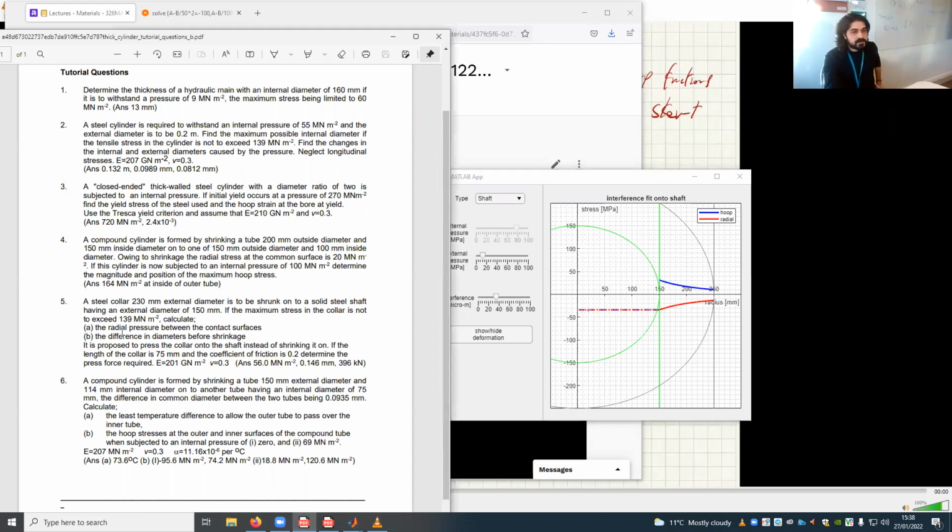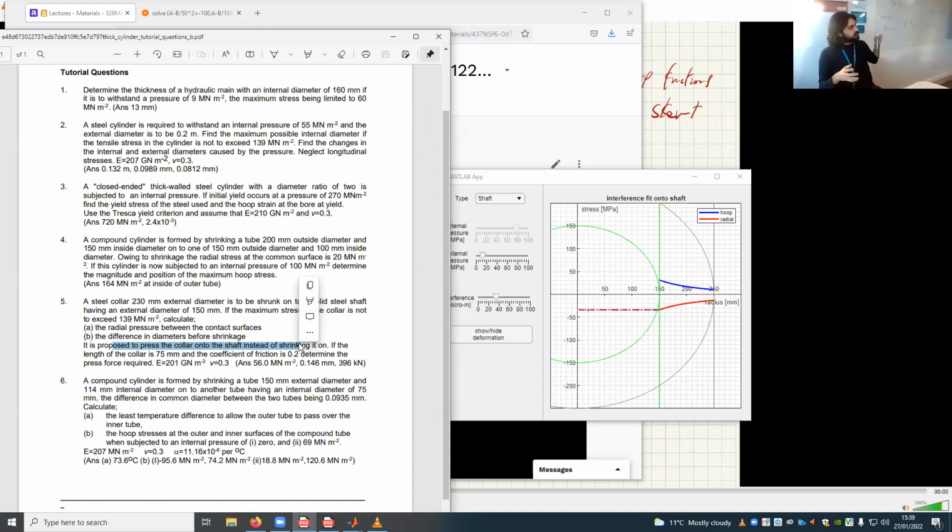All right. We need to calculate the radial pressure, so the interference. So given the interference, we need to calculate the contact pressure. No, it's not given the interference. It needs not to exceed this value here. The difference in diameters before shrinkage. And then here it is proposed to press the collar onto the shaft instead of shrinking it on. So see, instead of doing this heating and then cooling. So if you heat the sleeve, then it gets larger. Then you can fit the shaft in and let it cool to create interference.